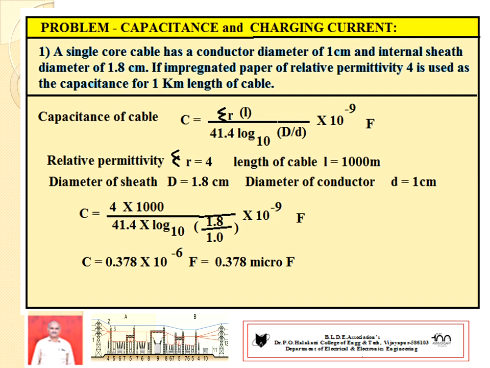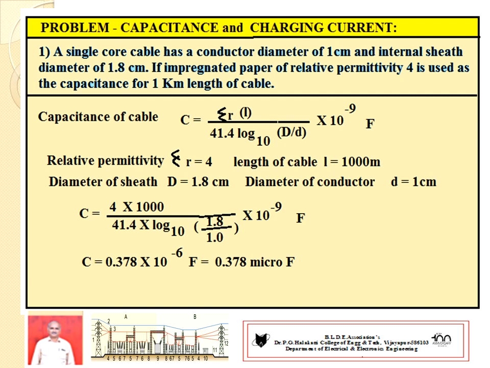So capacitance of the cable is given by the expression C equal to relative permittivity into length divided by 41.4 log base 10 capital D by small d into 10 to the power of minus 9 farad. So it is converted to log base 10. Either you can use natural logarithm, ln, expression. So it is made simple for the calculations. So don't confuse. Either you can use log base 10 expression or ln expression respectively. Okay, no problem. Then substitute the values.